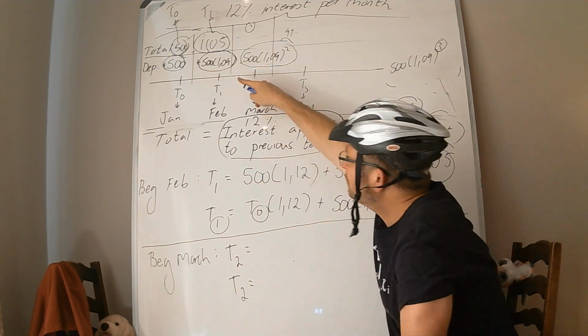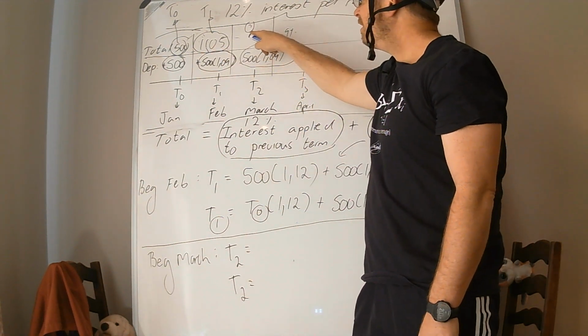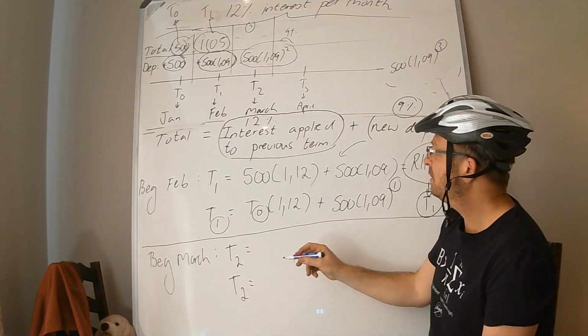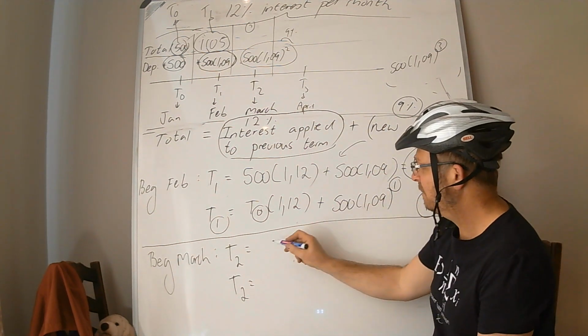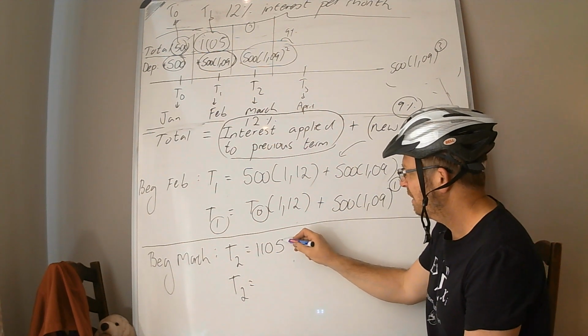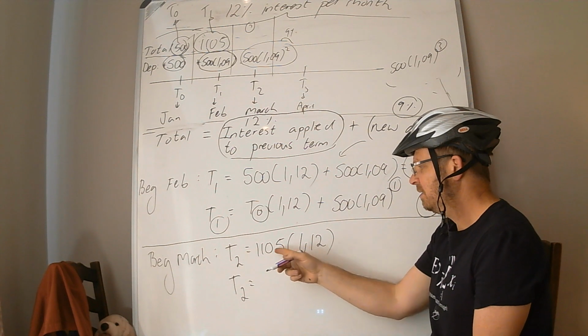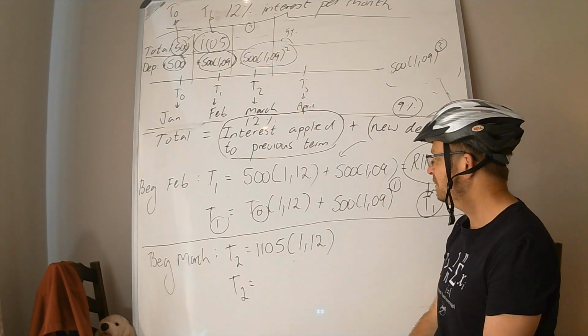Well, you're going to have to apply interest. You had 1,105 Rand in your account over here. You've got to apply 12% interest to that. So you're going to have 1,105. That's how much you had in your account at the beginning of the previous month. You've got to apply 12% interest, so you're going to times it by 1,12. So that's the previous amount, and you apply 12% interest.